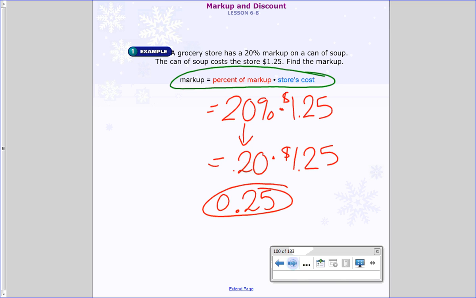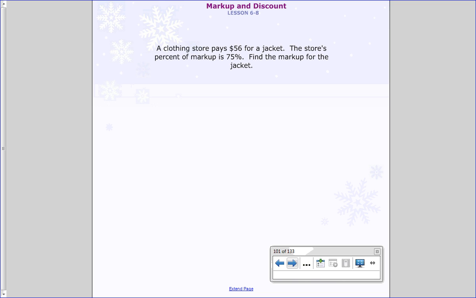All right, so now we have this one. A clothing store pays $56 for a jacket. The store's percent of markup is 75%. Find the markup for the jacket. Again, I want you to do this one. So go ahead and solve it, and when you're all done, come back and check your answer. So go ahead and pause me now.